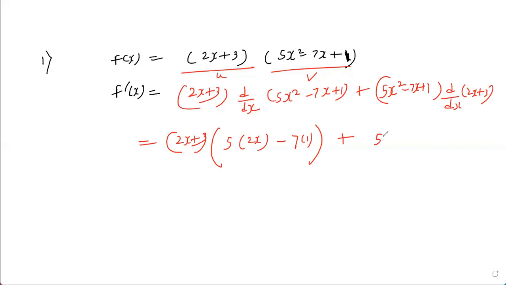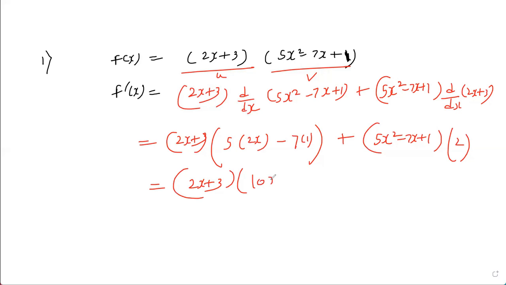Now for the second one, 5x squared minus 7x plus 1 is there. Now if I differentiate 2x, then 2 will come outside and d/dx of x will become 1. And plus, if I differentiate 3, which is a constant, it will be 0. So we are getting 2x plus 3 into, here we are getting 10x minus 7. And here we just need to multiply with the 2, so it will be 10x squared minus 14x plus 2.